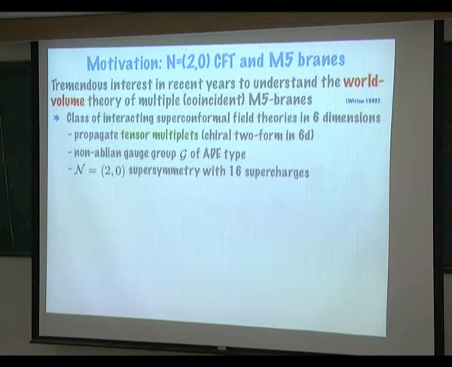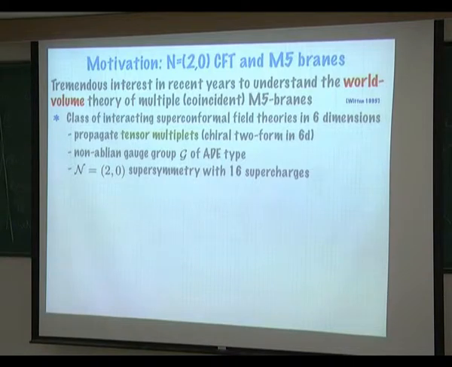Just to give you a little bit of information what these theories are. These are a class of interacting superconformal theories in 6 dimensions. The degrees of freedom are simply a set of tensor multiplets. Tensor multiplets have a number of scalar fields, fermions, and in particular a chiral 2 form in 6 dimensions. So it's a 2 form which has to satisfy chirality constraints.